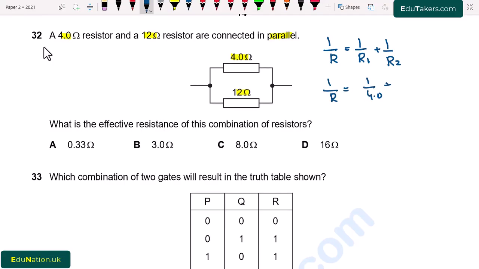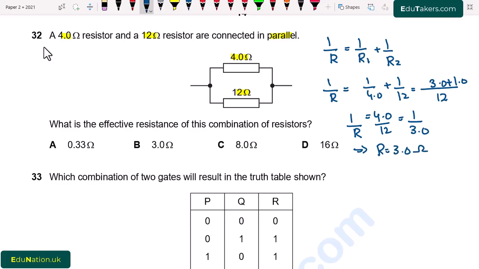So 1 over R will be equal to 1 over 4.0 plus 1 over 12. It will be equal to, this is basically the value of 1 over R. It means that R is equal to 3.0 ohm. So from here, option A is 0.33 ohm, B 3.0 ohm. So B is correct.